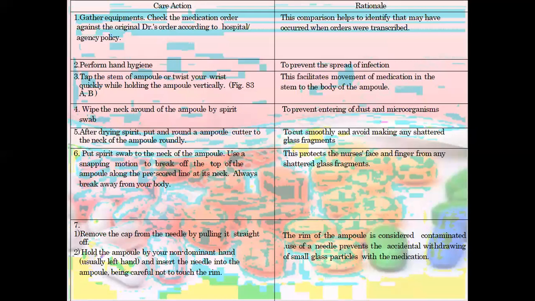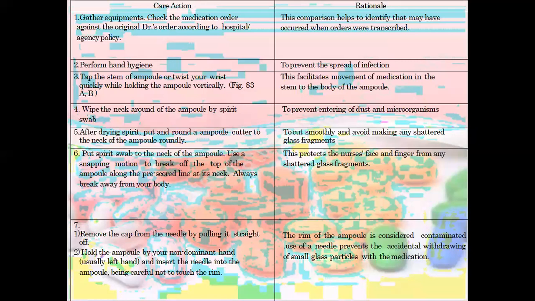उसके बाद हमको क्या करना है, we have to remove the cap from the needle. नीडल से हमको कैप रिमूव करना है and we have to pull it straight off. और हमको स्ट्रेट ऑफ पुल करना है. Hold the ampoule in your non-dominant hand. Usually the non-dominant hand means the left hand, means if the person is right-handed, the left hand is called the non-dominant hand. And insert the needle into the ampoule.